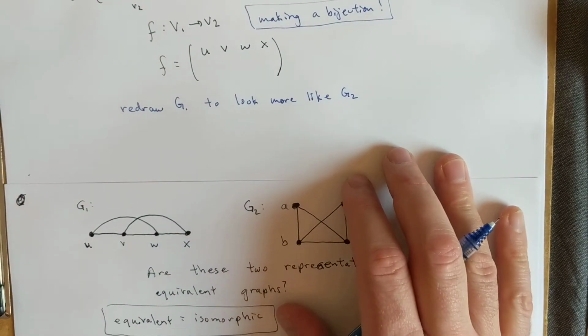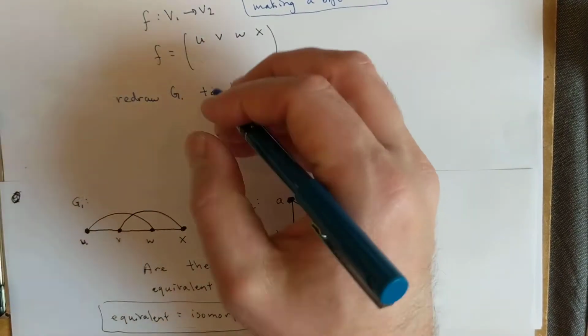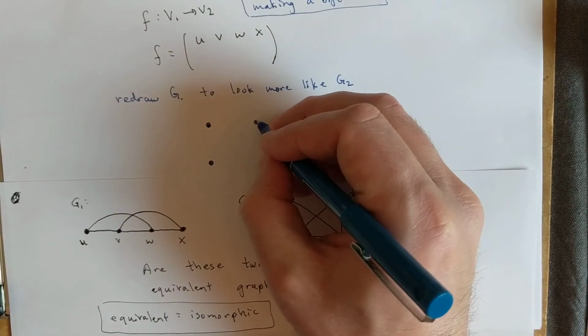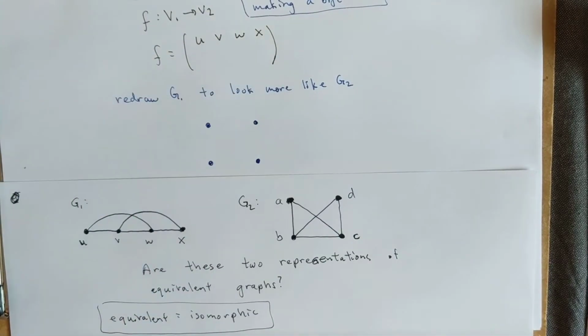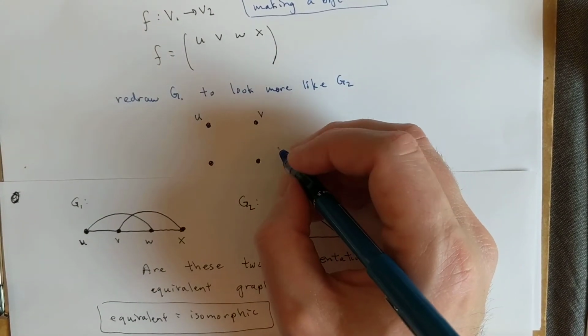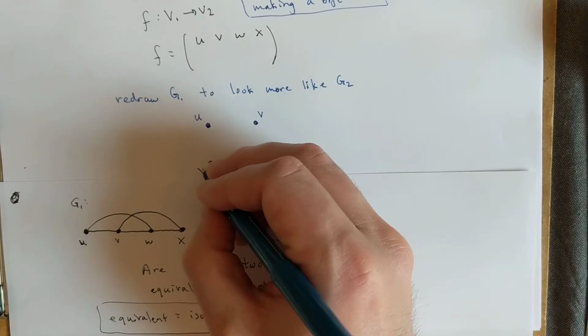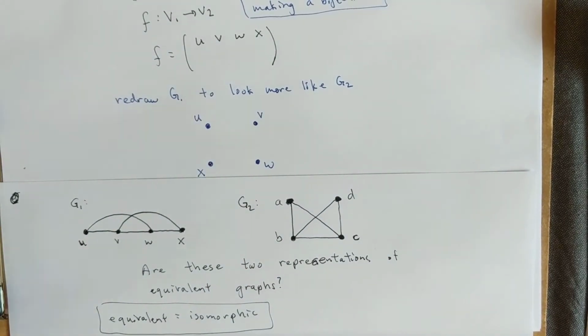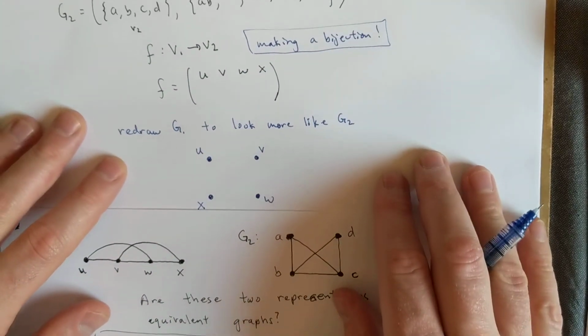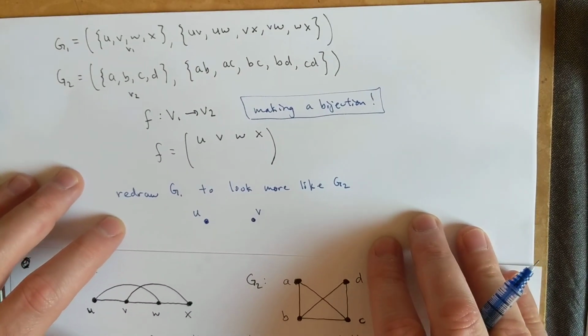Okay, so this is just a technique we could use. So I'm just going to arrange the vertices in a square since that's how G2 is arranged. And I'm just going to label them since I maybe don't know how this is going to turn out. I'm just going to label them however. And now I'm going to put these edges in. So let's go back to the definition.